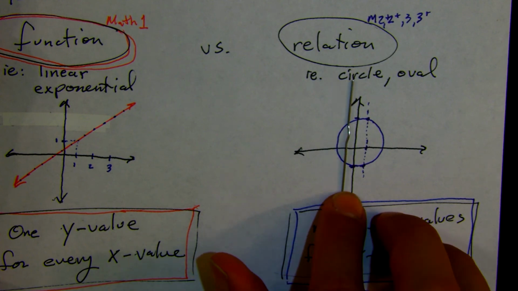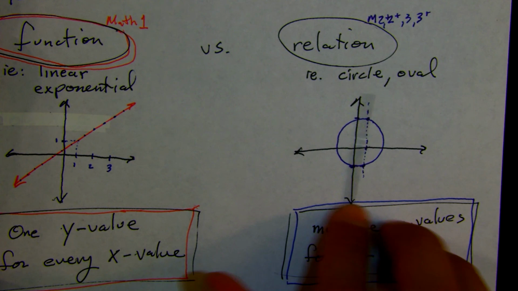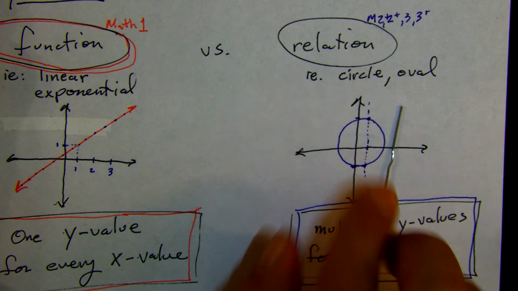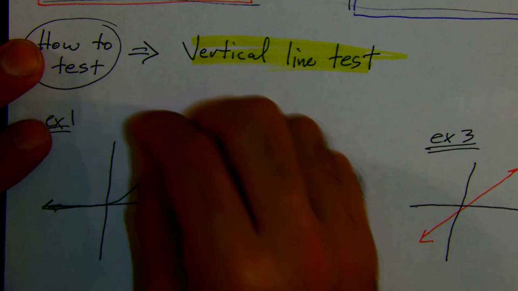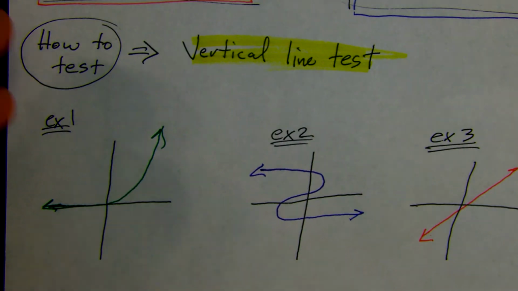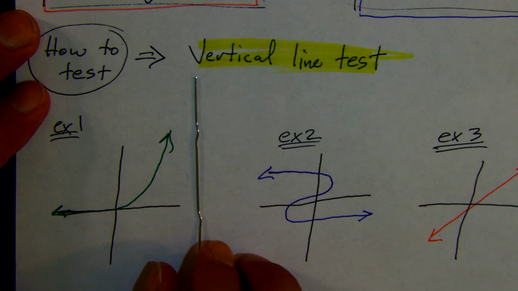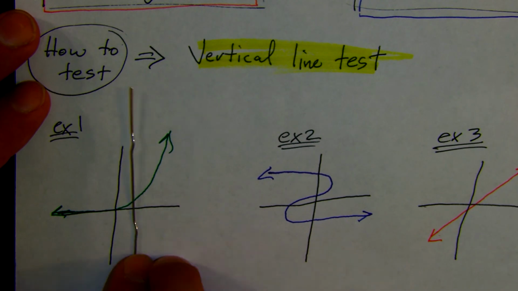But if you have a vertical line test and it crosses it twice, as it does with a circle, anywhere on the graph, it's a relation. Okay, that's the vertical line test. So let's do this. On your paper, you can just make a dotted line, maybe in another color. Make your vertical line test for the first one, and then tell me in the chat: F for function, R for relation.